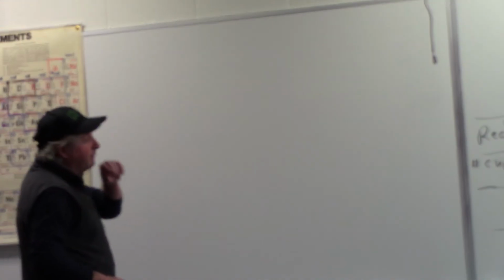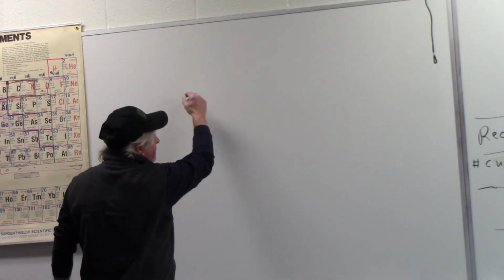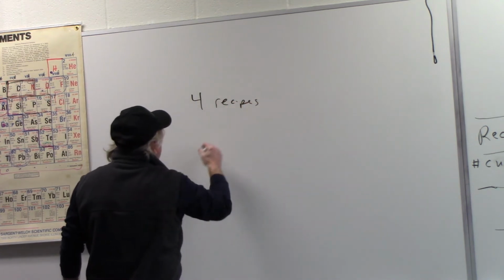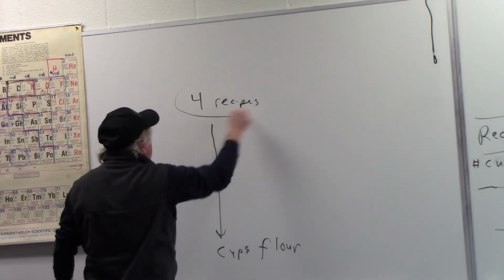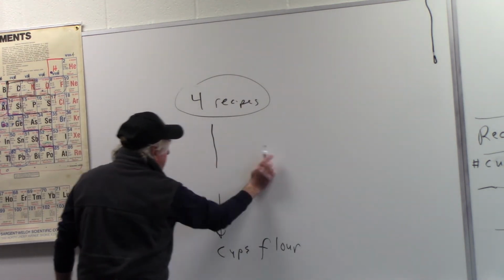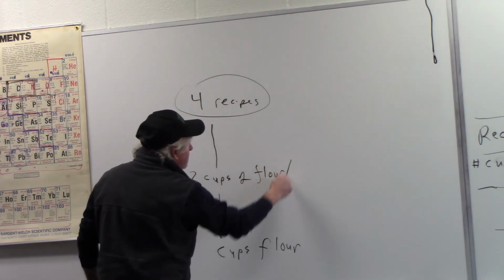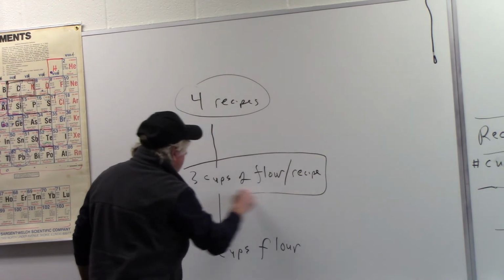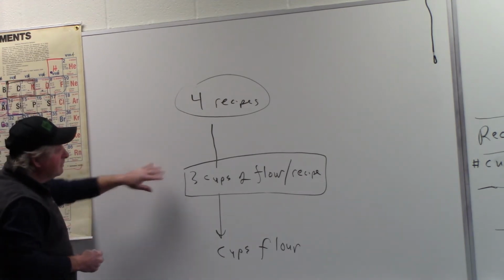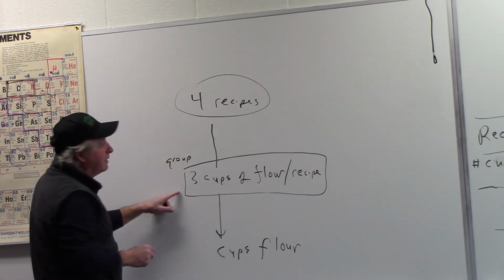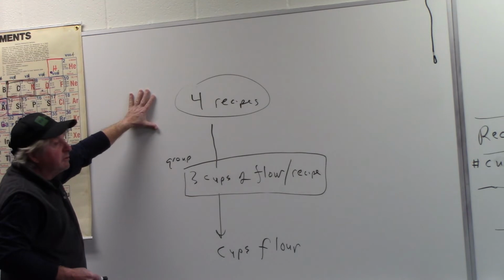So I'm going to take a look at the very first one, the 3 cups of flour with 4 recipes. Let's say I want to do 4 recipes, and I want to know how many cups of flour I will need to do that. And my relationship is that there are 3 cups of flour per recipe. So the way to do this simply is, this is my group. There are 3 cups of flour in one recipe. I essentially have 4 groups. Each recipe is a group.